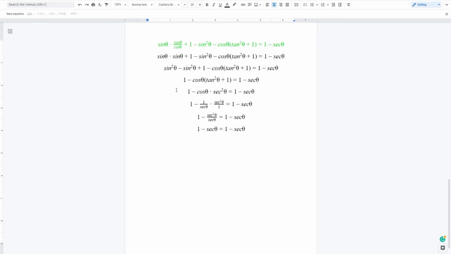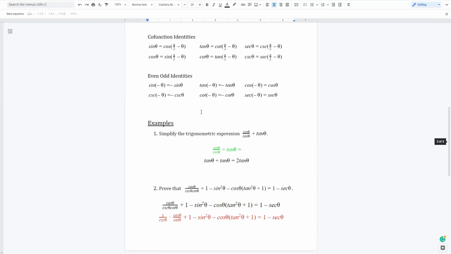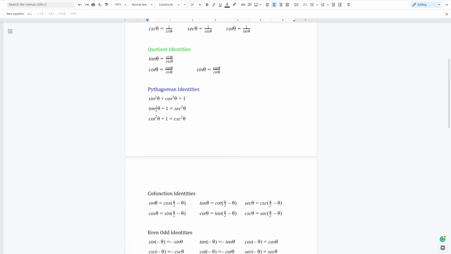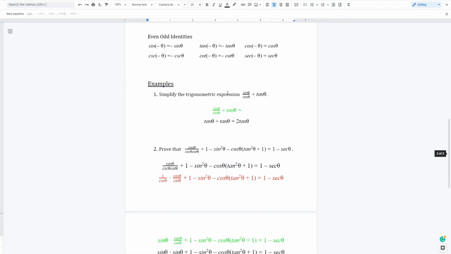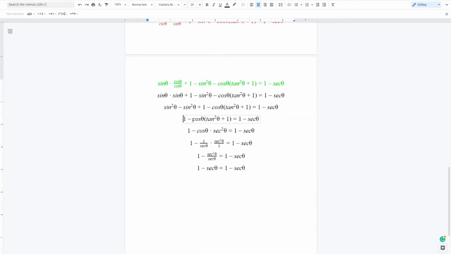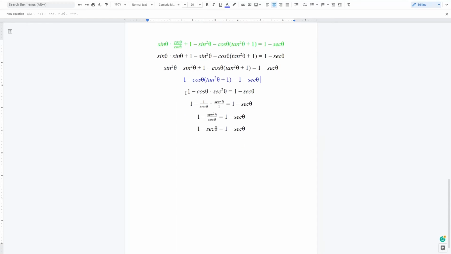So the next identity we'd want to use is going to change tangent squared theta plus 1. And that identity would be our Pythagorean identities. You'll see tangent squared theta plus 1 is equal to secant squared theta. So we'll substitute secant squared theta for tangent squared theta plus 1. And that's going to leave us with 1 minus cosine theta times secant squared theta.